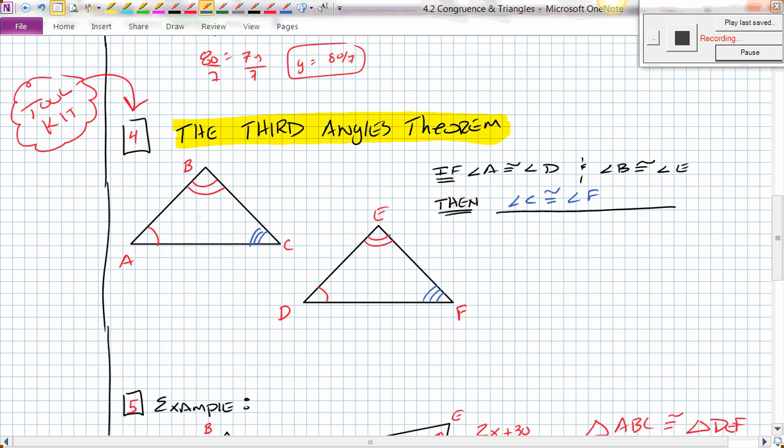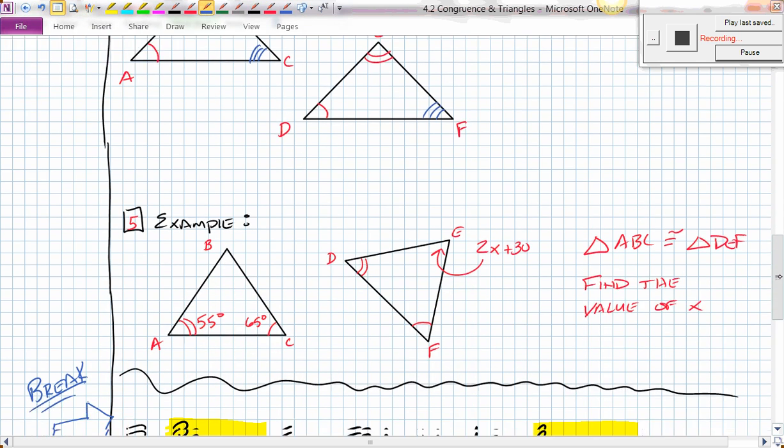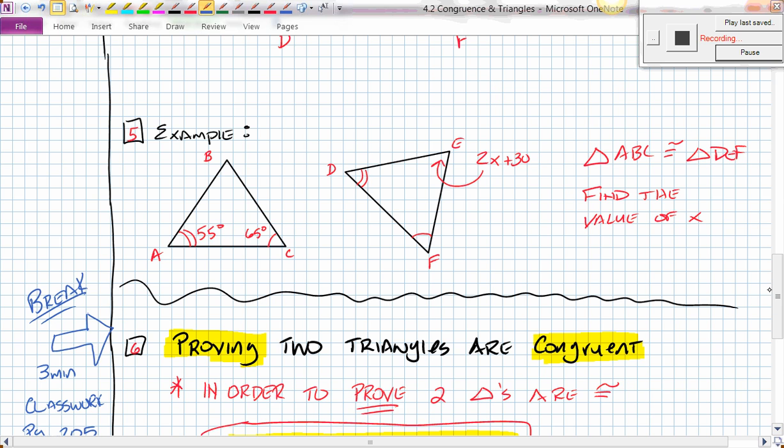So if you know the first 2 angles are the same, then the third one is guaranteed to be the same. That's the third angles theorem. It's really important. All right, so we're going to use the third angles theorem right here. If I know that triangle ABC is congruent to triangle DEF, how can I find the value of x?